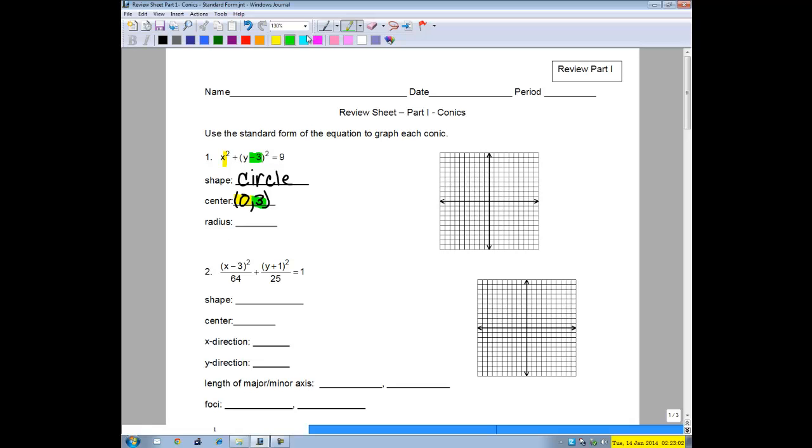The radius is always found by taking the square root of that number. So the square root of 9, and the square root of 9 is 3. So you're going to plot your center, which is at 0, 3, and then do your radius up, down, left, and right. 1, 2, 3, and so on for each direction. And draw your circle.